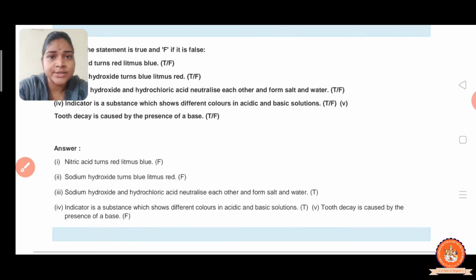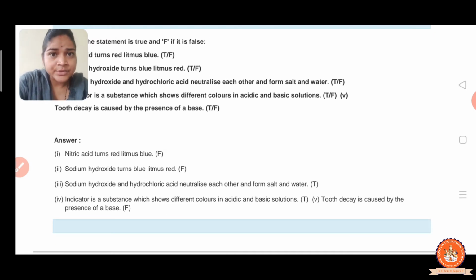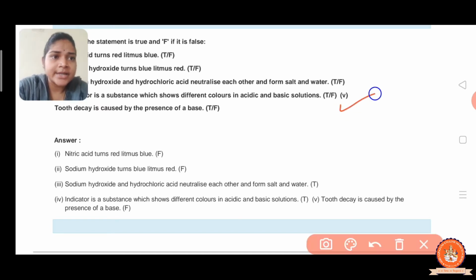Now the next one: an indicator is a substance which shows different colors in acidic and basic solution. Yes, it shows different colors in acidic or basic solution. For example, China rose indicator: in acidic solution it changes to dark pink color, but in basic solution to green color, right? So that's why in acidic and basic solutions it gives different colors. Now the last one: tooth decay is caused by the presence of base. No, in that the acidic solution is there. So the answer is false, right?